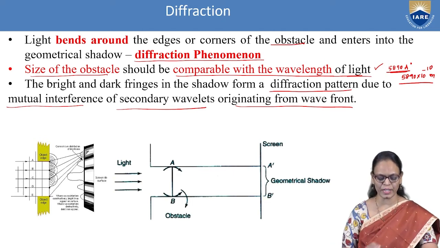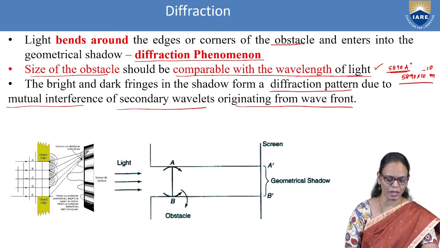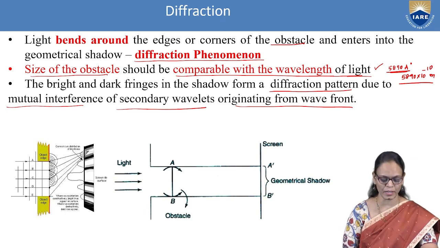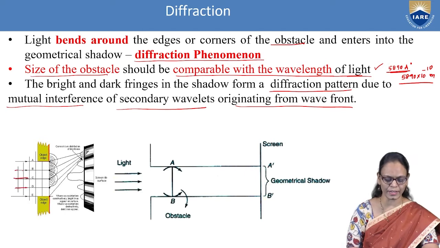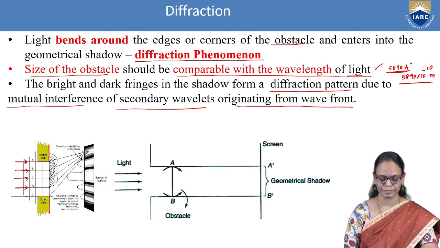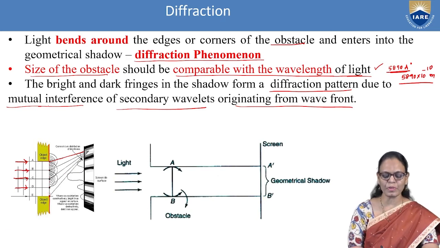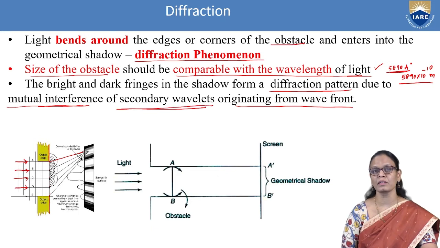Now you see in the figure here, it is very clear. We have taken a slit or an obstacle. Light is incident like this. It's a plane wavefront we are considering. When light passes through the slit, at the corners the light will bend. Each point on the slit will act as a secondary source and send secondary wavelets. Then there will be mutual interference of secondary wavelets. So these wavelets originating from different points will interfere with each other, and we get a diffraction pattern.